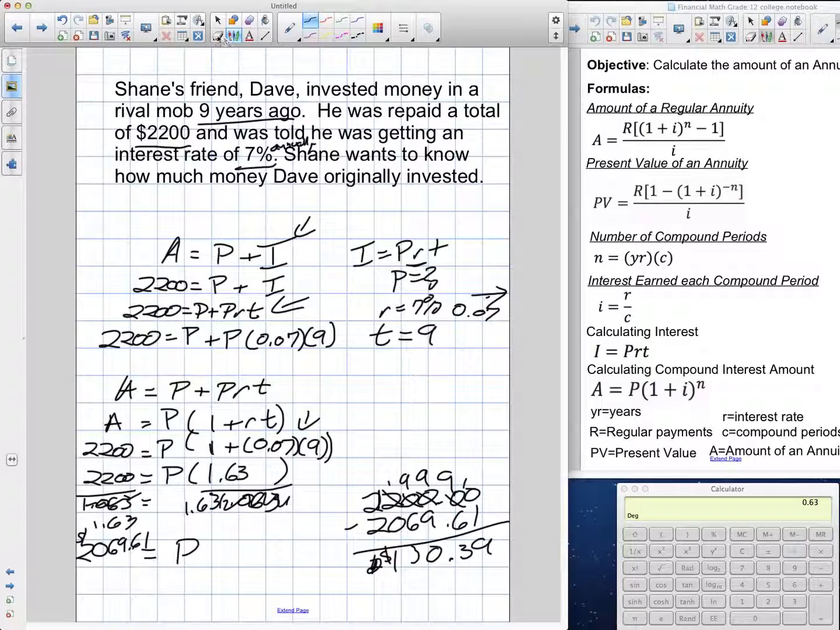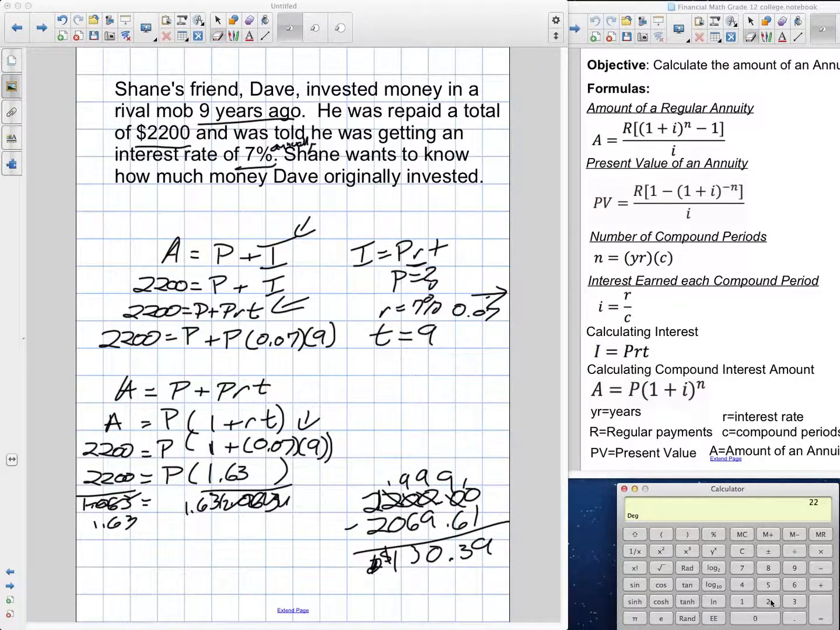I'm not sure why I'm just scribbling. I have an eraser. I think it said 0.63. Oh, did you? That was my fault. Sorry, guys.